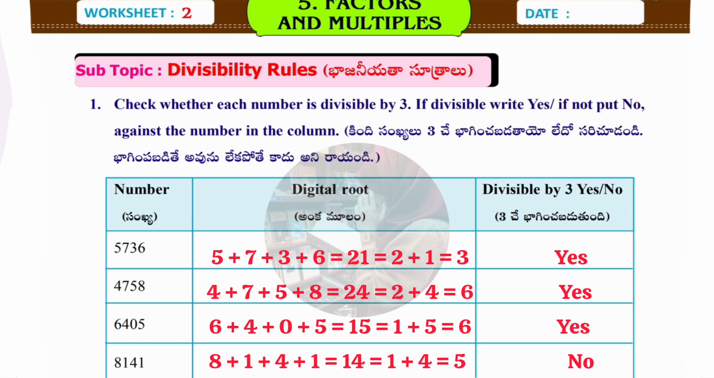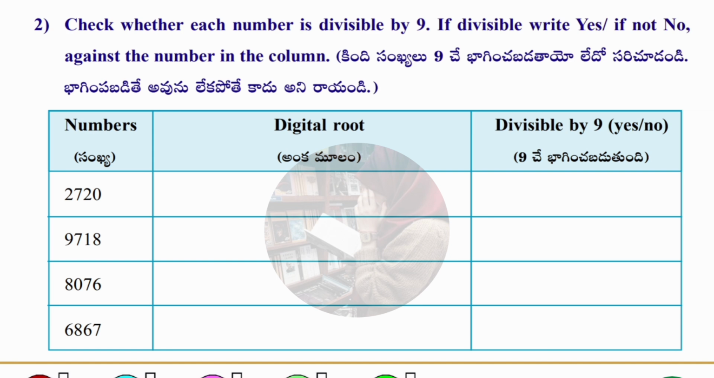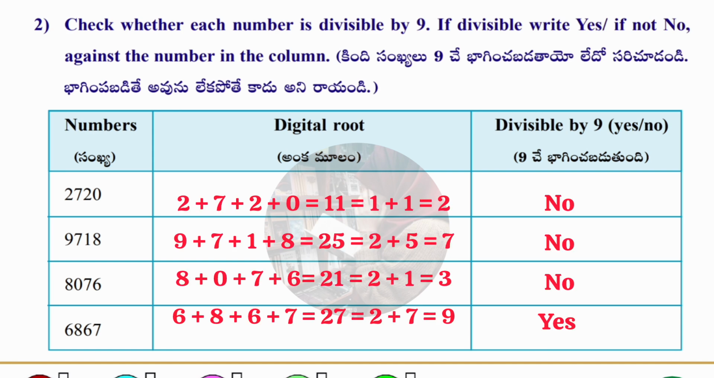Now we'll move to the second row, which is check whether each number is divisible by 9. If it is divisible, then write yes. If it is not, then write no. Okay, here also it is the same as given, but the divisor is changed, which is 9 here. So here some numbers are given. First of all, we need to find out the digital root. Only then will we get to know whether it is divisible by 9 or not.